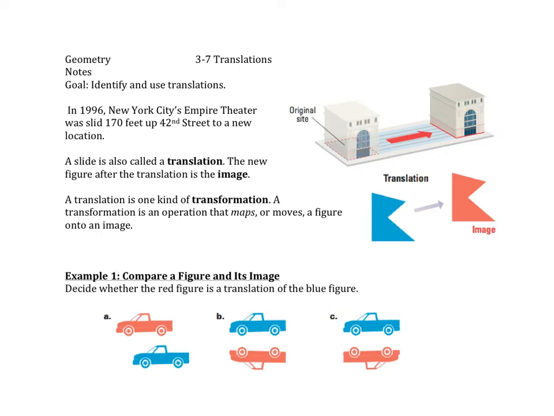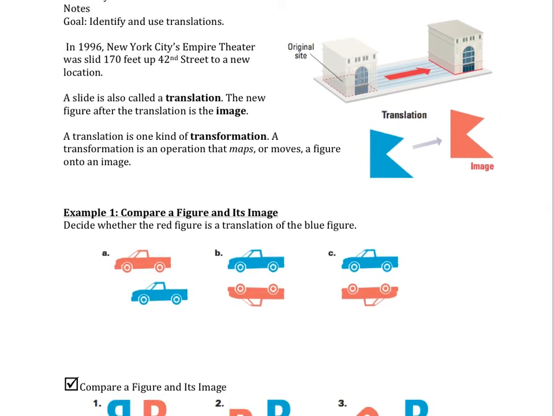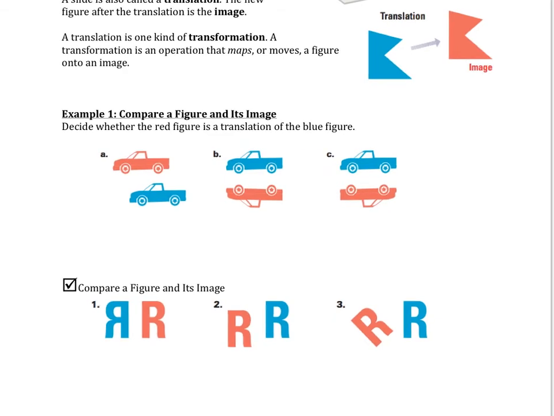So one kind of translation is a transformation. And a transformation is where we just move a figure onto an image. So with it being in color, it's really easy to determine whether or not we have a translation. So again, it's just a slide.